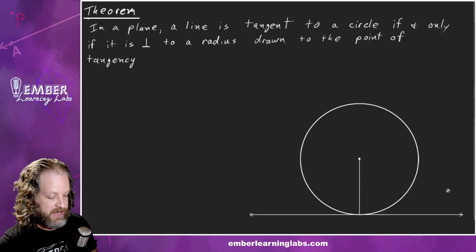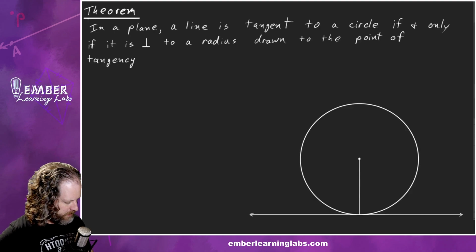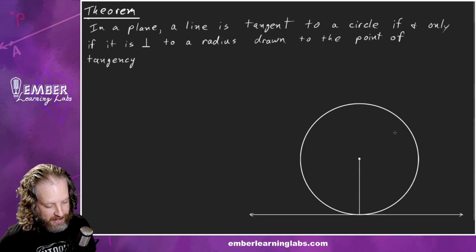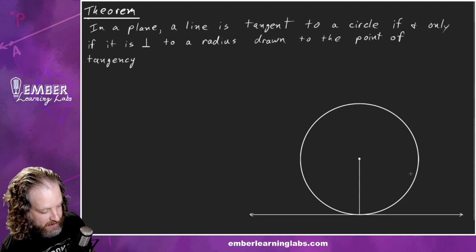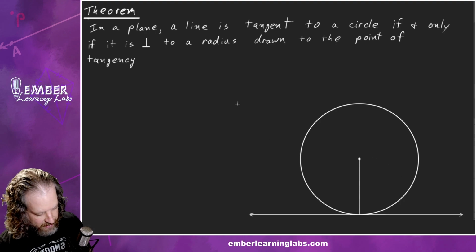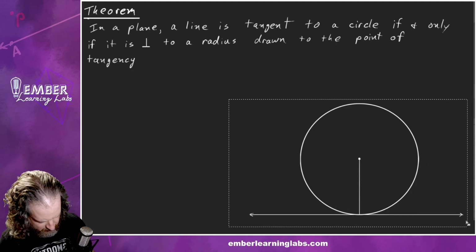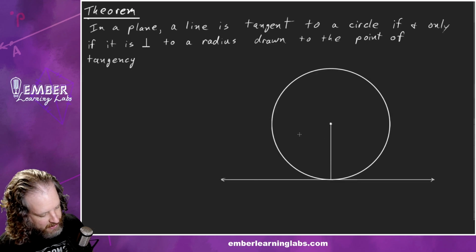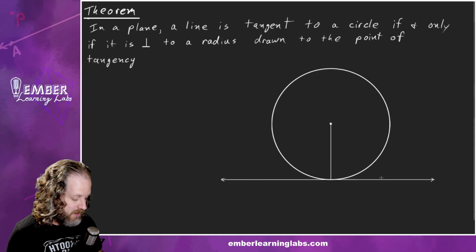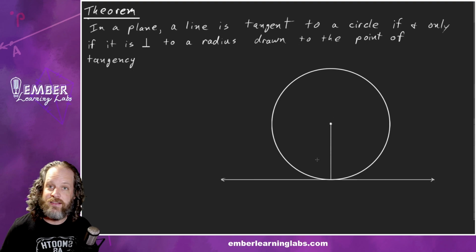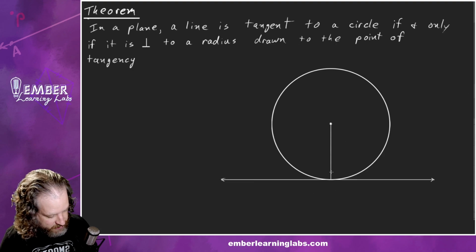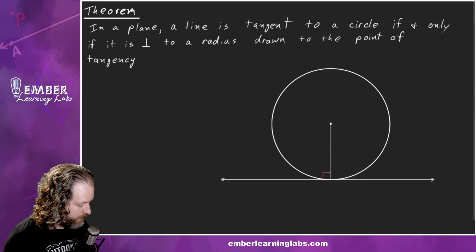The first theorem about tangents is: in a plane, a line is tangent to a circle if and only if it is perpendicular to a radius drawn to the point of tangency. So if we have this line down here, it is tangent to the circle if and only if this segment is a radius and it is perpendicular to this line, right? So only if both of those things are true. Let's do a couple examples.